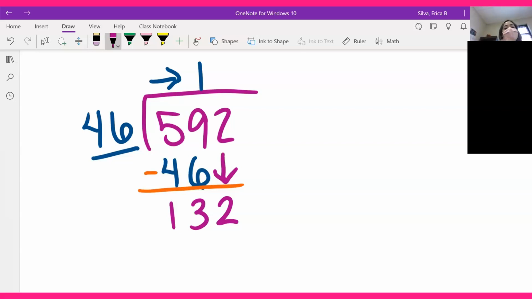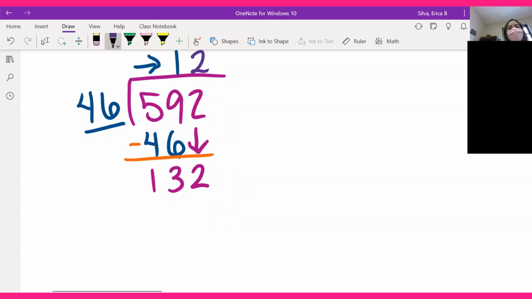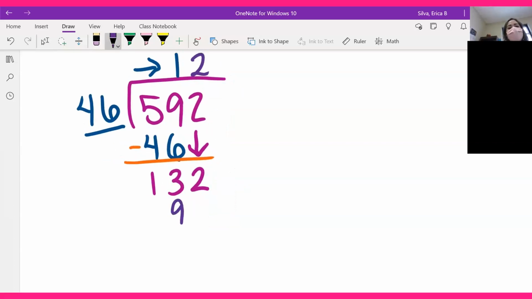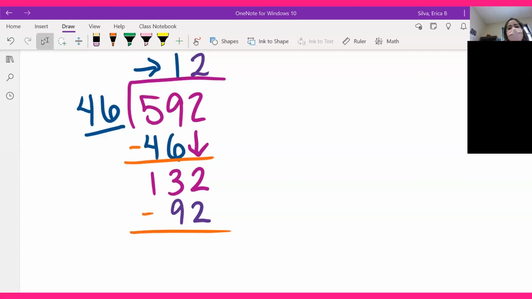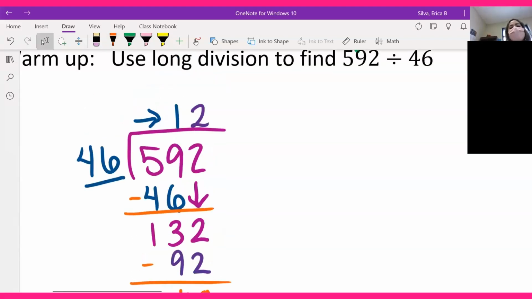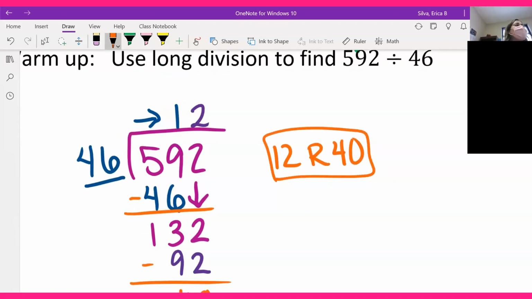How many times does 46 go into 132? 2 times. So then we multiply again, 46 times 2, and we get 92. And again, we end up with 40. And there's nothing left over here, which means 40 is my remainder. So my answer is 12 with a remainder of 40. Any questions so far?